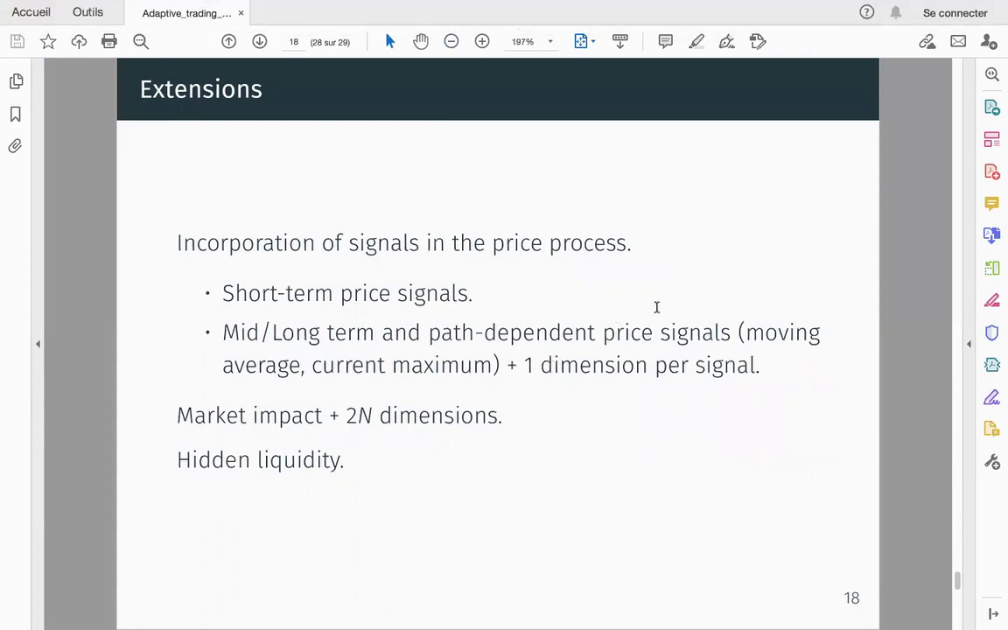The first one is the extension that we treat in the paper. It's fairly easy to incorporate signals into the price process. If you want to include short-term price signals, it's in fact a Markovian function of the spread and imbalance on all the venues, and you add it in the drift of the price process, and it does not increase the dimension. If you want to include mid or long-term and path-dependent price signals, for example, moving average or running maximum of the price process, you will basically add one dimension per signal. And here it's 2n dimensions because I took the example of transient market impact. If you want to add transient market impact for limit orders, you will basically add 2n dimensions.